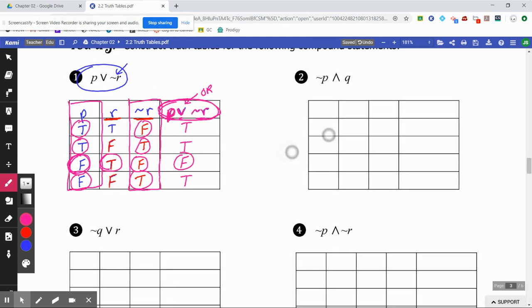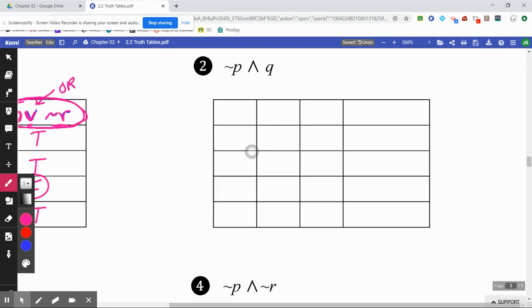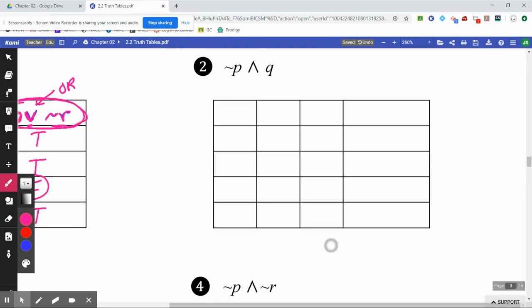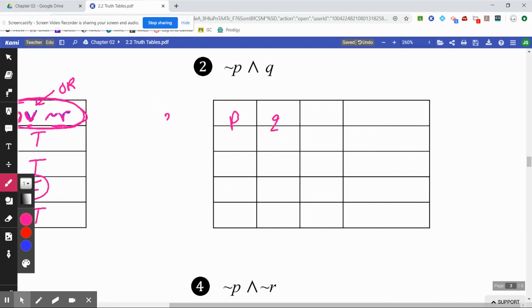Okay, another one. Number 2. We're dealing with not P and Q. So let's do a column for P and a column for Q. Those are our two statements. We're dealing with P's and Q's here. We also deal with the negation of P, so let's do a column for not P. And then finally, what we're trying to figure out here is the not P and Q. That'll be our last column.